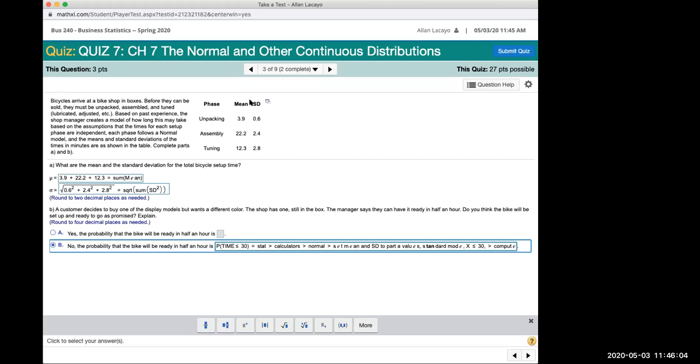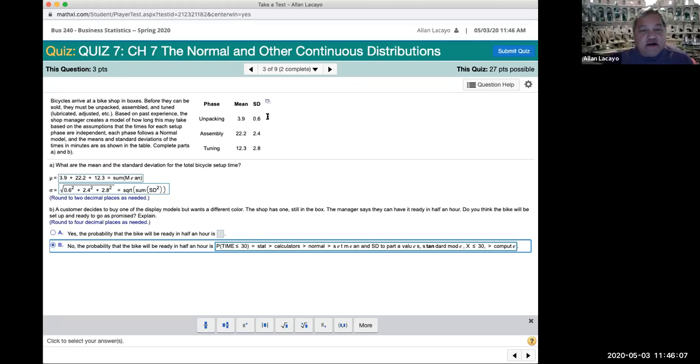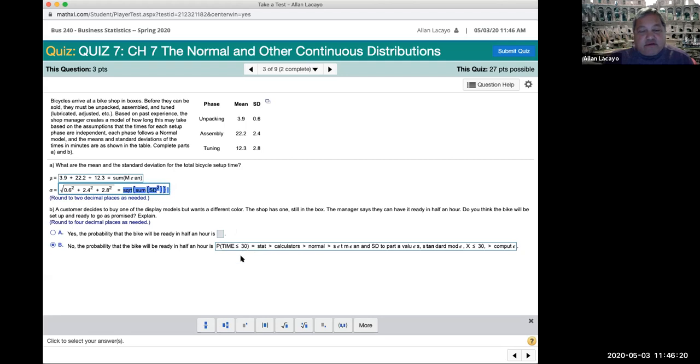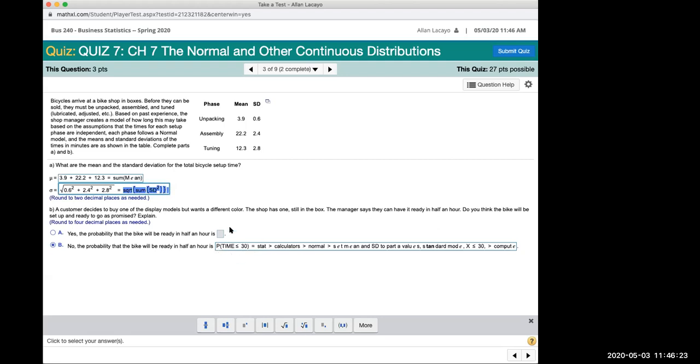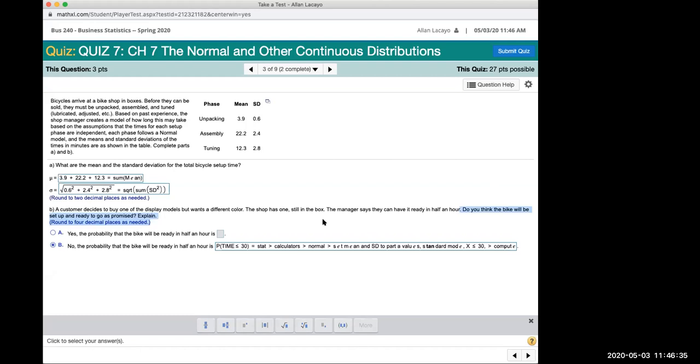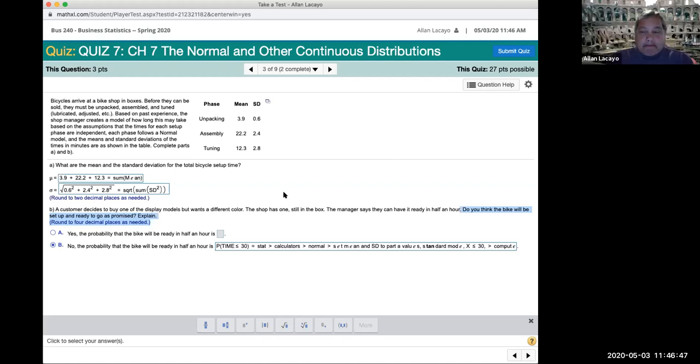Yeah. Cool. Okay. So basically, my first step is I'm going to move this data to StatCrunch so that I can use these formulas to calculate the mean and the standard deviation of the compound model of the three parts together. And then I'm going to calculate what is the chance that I'm able to put together the whole bike and assemble it and tune it in less than 30 minutes. Because I want to find out if I believe the manager. So far, so good? Yeah.